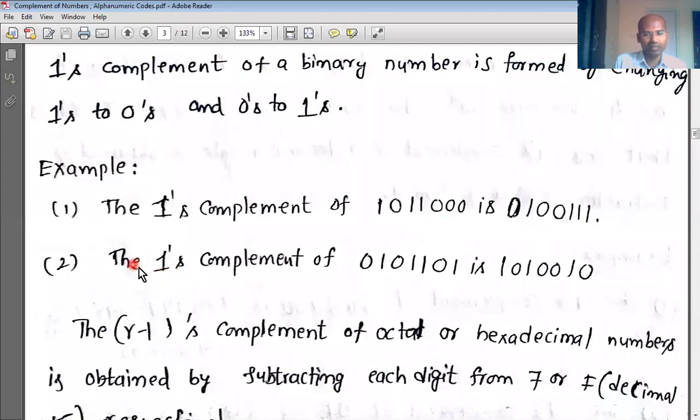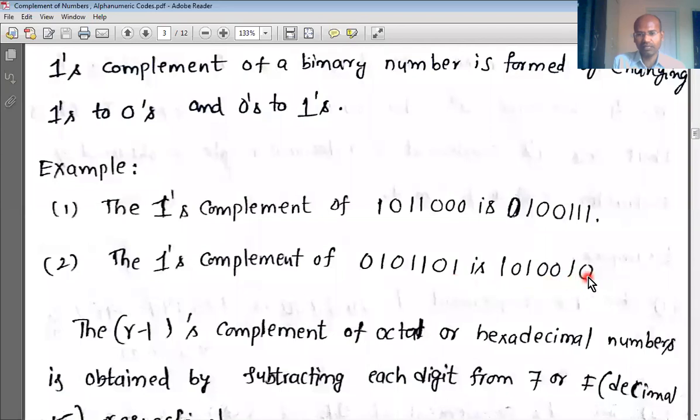Next, another example: the 1's complement of 0, 1, 0, 1, 1, 0, 1. You can do it like this. Count: 1, 2, 3, 4, 5, 6, 7. There are 7 digits in the given number, and you subtract this from the equivalent 7-digit number of all ones, 1 1 1 1 1 1 1, right? Otherwise, if you see 0, write 1; if you see 1, write its inverse.